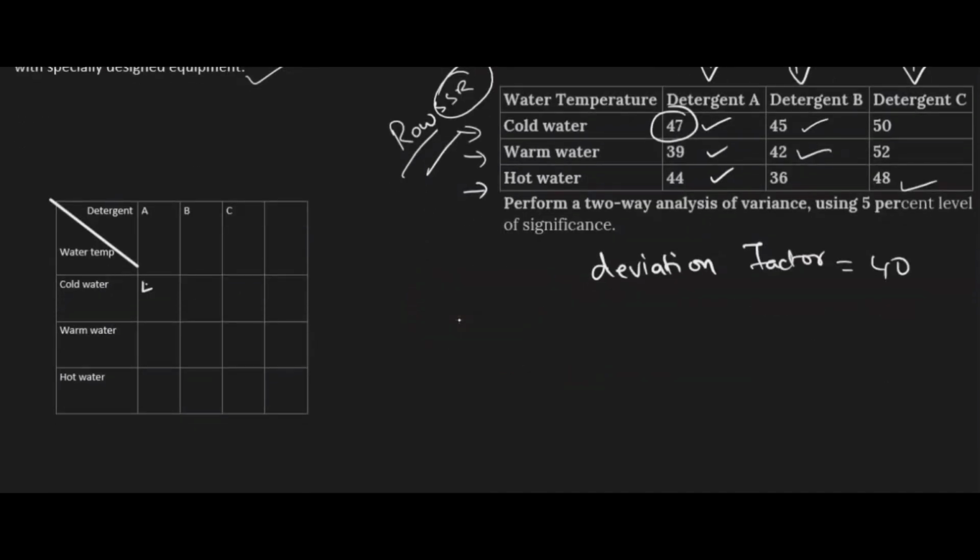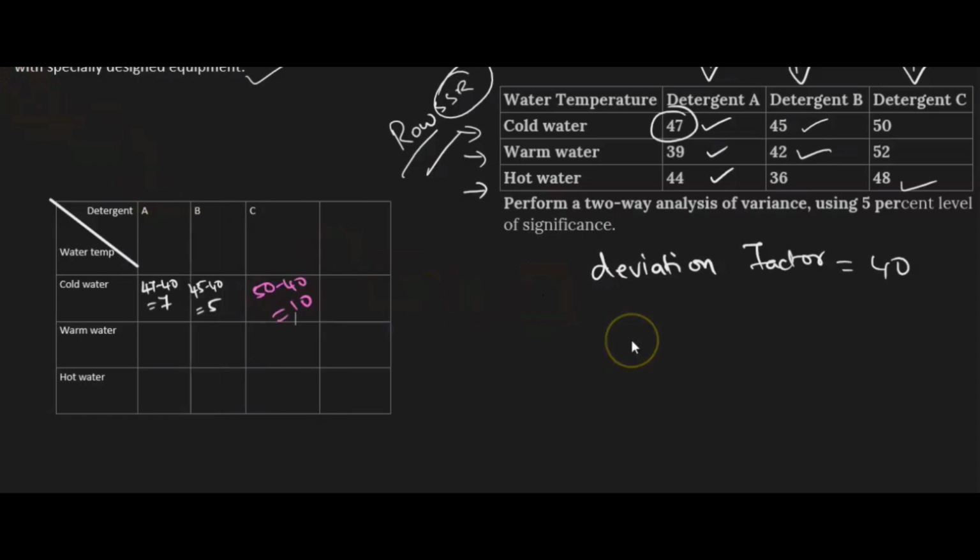So the first one is 47 minus 40. So I'll write it as 7. And the second one is 45 minus 40. So I'll write this as 5. And the third one is 50 minus 40, and then I'll write this as 10. And if you add all these values, 10 plus 5, 15, 15 plus 7, that is 22. So this is total T.